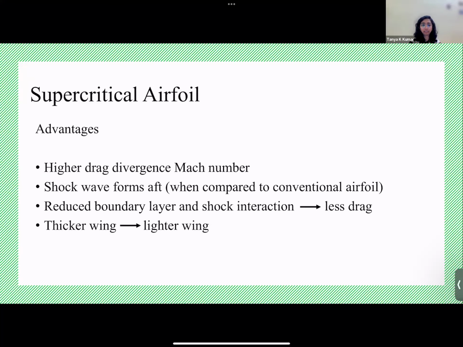A supercritical airfoil increases the drag divergence Mach number. Have you heard of this airfoil? A positively cambered airfoil is something like this. Now for a supercritical airfoil, the upper surface is largely flat and the camber is introduced only towards the trailing edge. So it's something like this. What it does is that it delays the drag divergence, or increases the drag divergence Mach number.